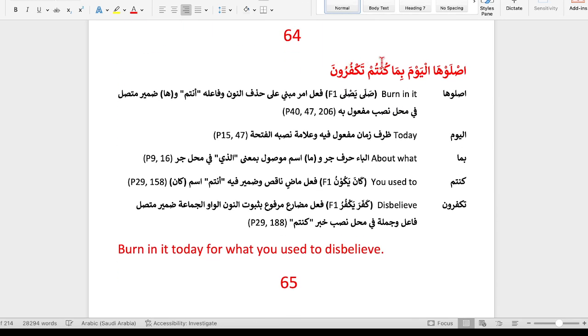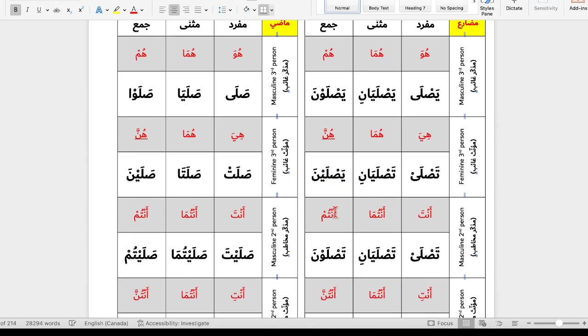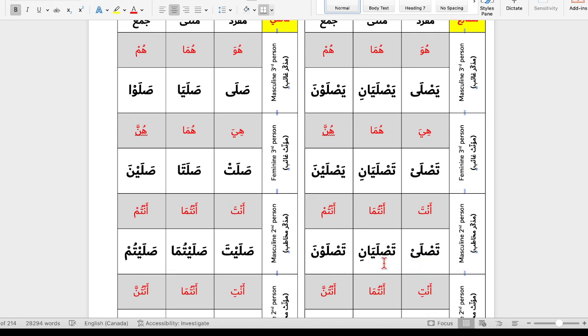Islauha, verse number 64. Islauha al yawma bima kuntum takfuruna. Islau is coming from sala yasla, form 1, but is fi'l amr, so that is why you don't see the ta here. But let's look at the table, page 206. So sala yasla, huwa yasla, huma yaslayani, hum yaslauna, hiya tasla, huma taslayani, hunna yaslaina, anta tasla, antuma taslayani, antum taslauna.